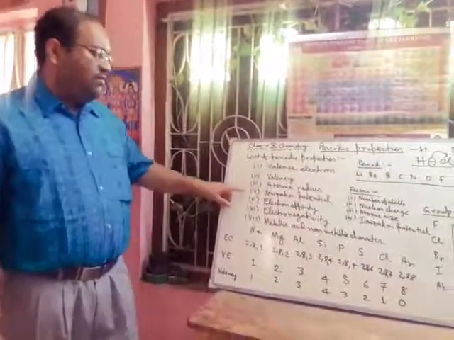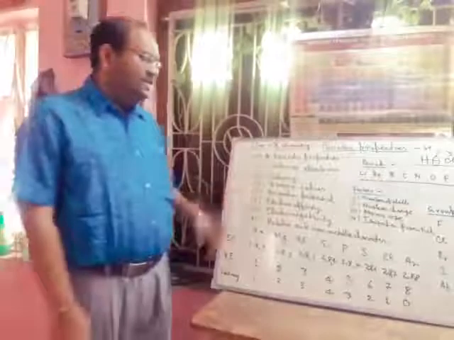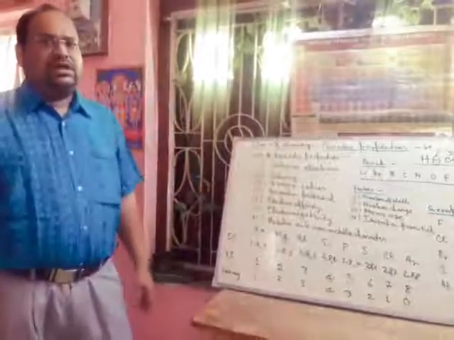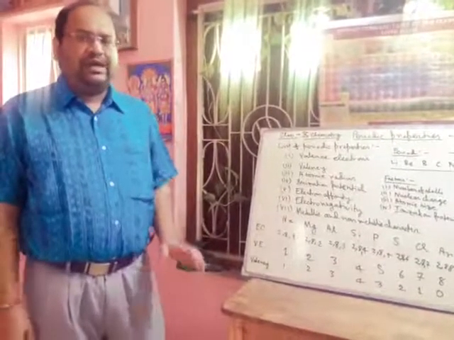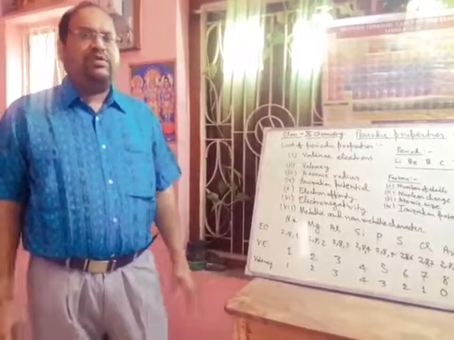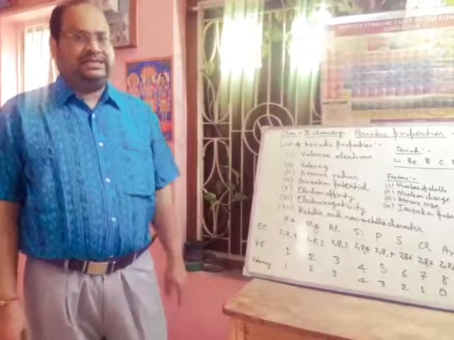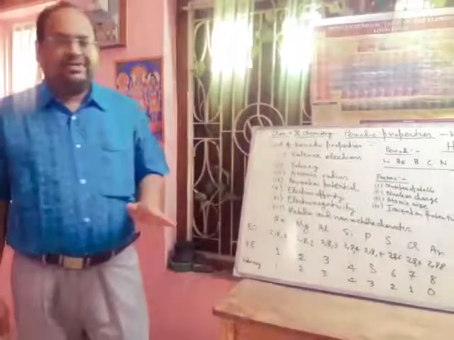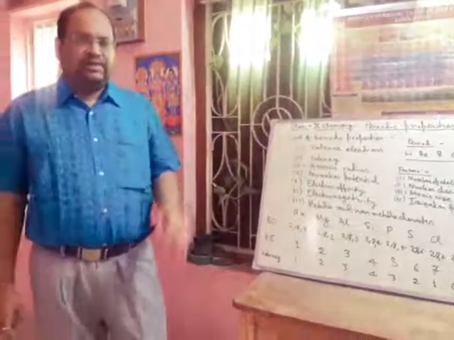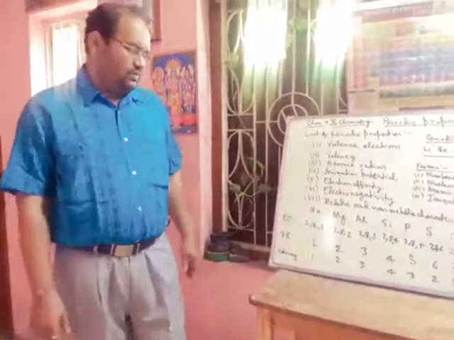Next we will go for ionization potential. Now what is the definition of ionization potential? Ionization potential is the amount of energy required to remove an electron from the outermost shell of an atom in its gaseous state, and its unit is a unit of energy, like kilocalorie per mole, kilojoule per mole, or electron volt per mole.